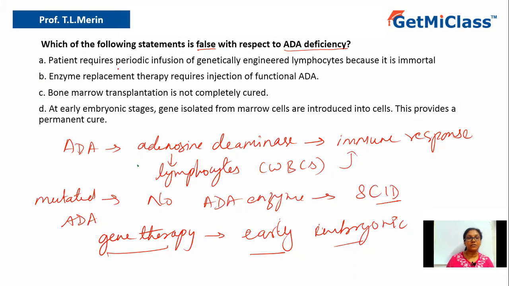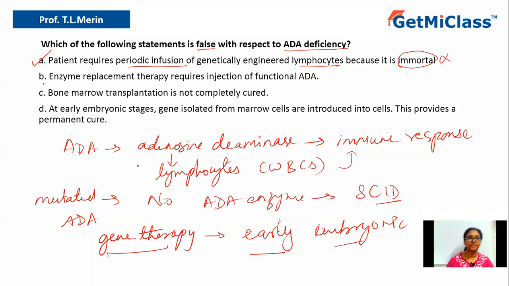Option A says patient requires periodic infusion of genetically engineered lymphocytes because it is immortal. They are not immortal, they are also cells, they are also lymphocytes. They have a particular lifespan, and after that they will die. So yes, they need periodic infusion, because though they are genetically engineered, if we are administering to adults, then we have to keep infusing every now and then whenever it is required, because these cells are mortal, not immortal. Hence it is an incorrect statement, but that is the correct answer for our question, because we have to look for the false statement.